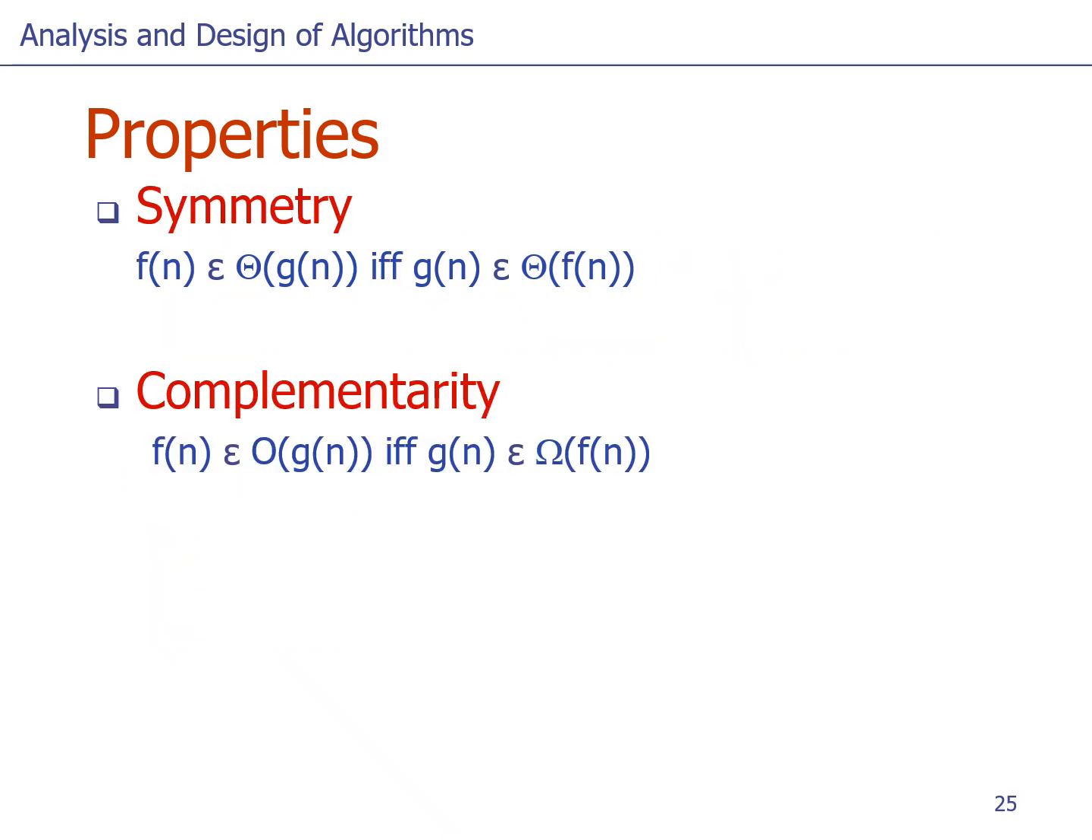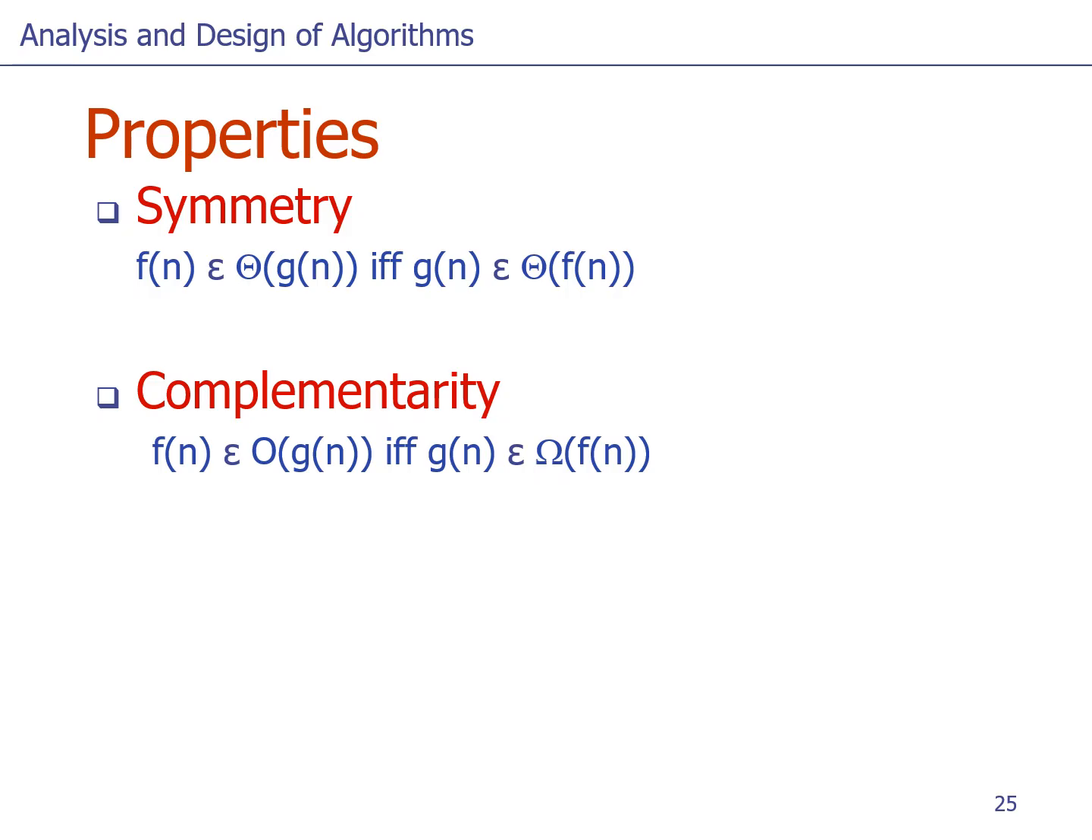Now for the symmetry property, I can only say that f of n is in theta of g of n if and only if g of n is in theta of f of n. Remember, saying that f of n is in theta of g of n, for example, to say that 3n is in theta of n, that means n is in theta of 3n. Just like I have found constants to prove that f of n is in O of n and omega of n, I should be able to find other constants that will make g of n in theta of f of n.